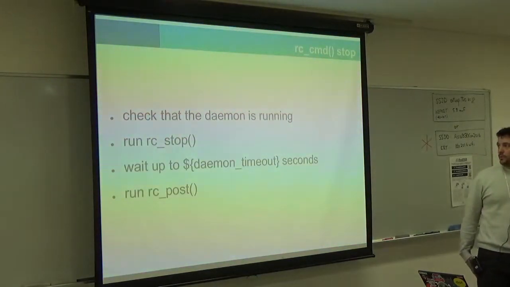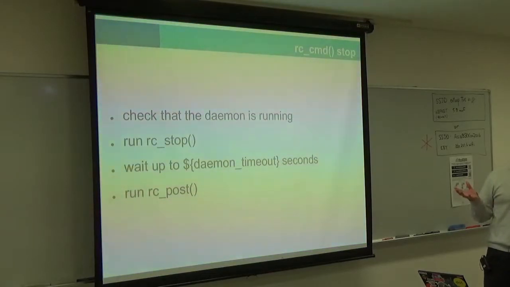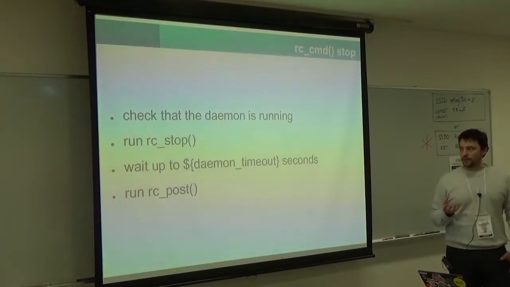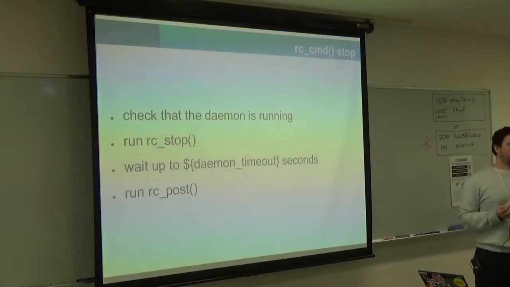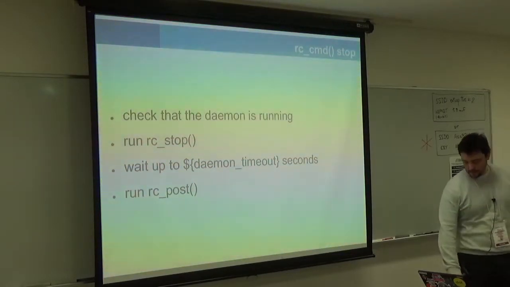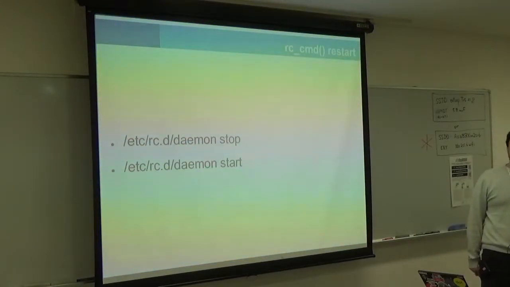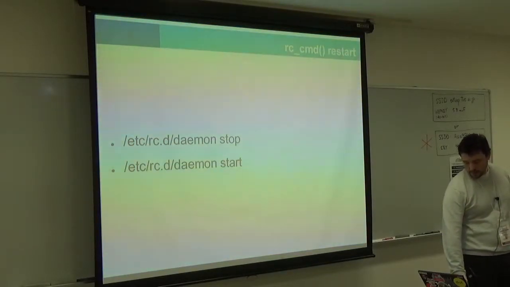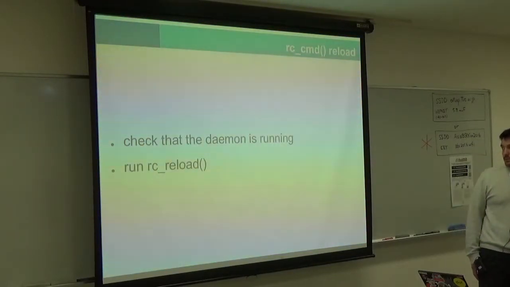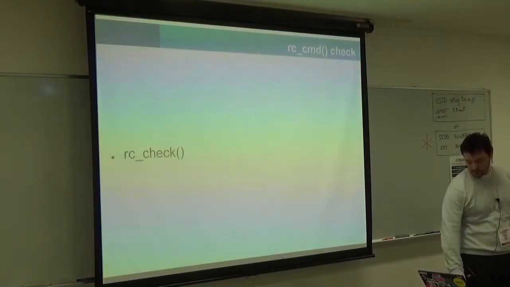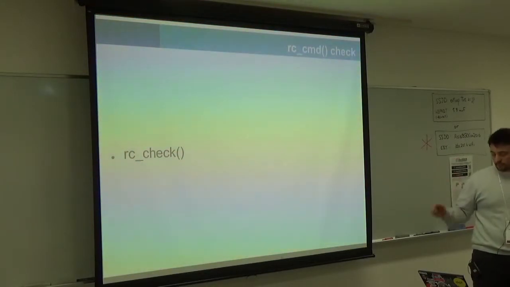The stop argument will check that the daemon is running, so that's rc_check. Then it will run rc_stop, and then it will wait up to daemon_timeout seconds before hard terminating the process, and then run rc_post. And restart is really just /etc/rc.d/daemon stop, and if it works, then /etc/rc.d/daemon start. And for the reload command, we just check that the daemon is running with rc_check and then run rc_reload. The same with check, it's just a matter of running rc_check.